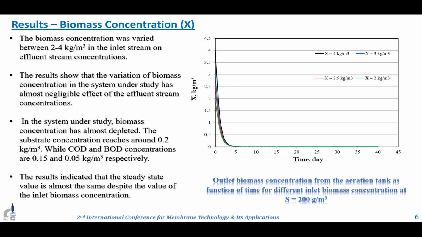And as you can see from the graph, there's almost no variation. So we have come to a conclusion that the biomass concentration is a weak factor or doesn't have any effect on the system performance. So we have studied different biomass concentration. We have studied how this affects COD, BOD, substrate concentration in the effluent. The result indicated that the steady state value is almost the same despite the value of the inlet biomass concentration. And the substrate concentration usually reaches around 0.2 kilogram per meter cube, whatever you start with, and COD and BOD are shown here.